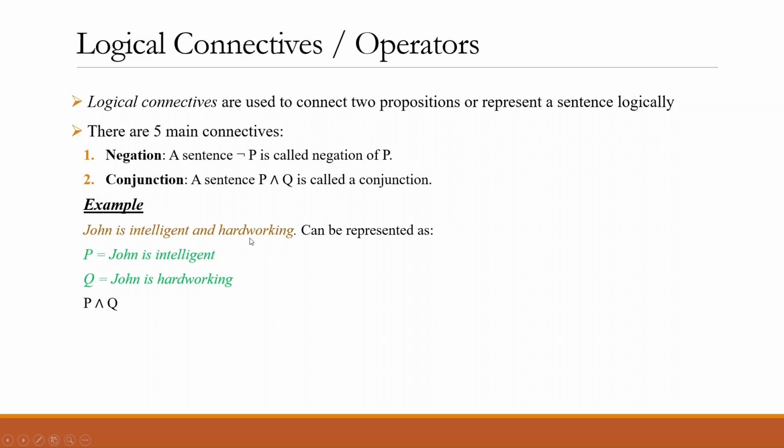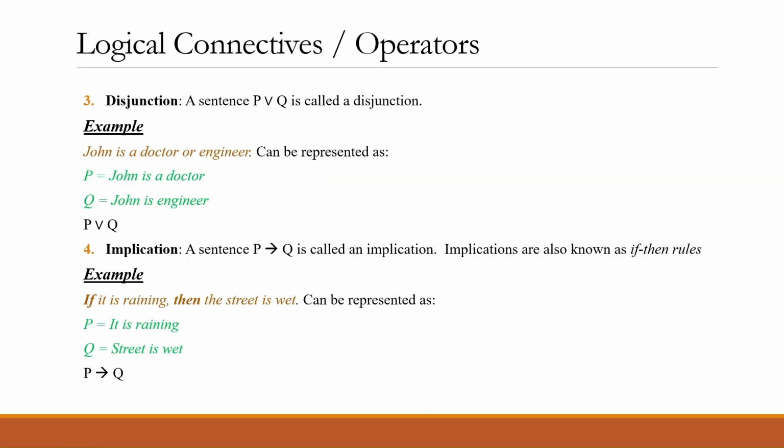John is intelligent and hardworking. This is a compound proposition, okay? It's made of two atomic propositions. The first one is John is intelligent, which can be denoted as P. And the second one is John is hardworking, which can be depicted as Q. So we have here P conjunction Q. We have two atomic propositions connected.